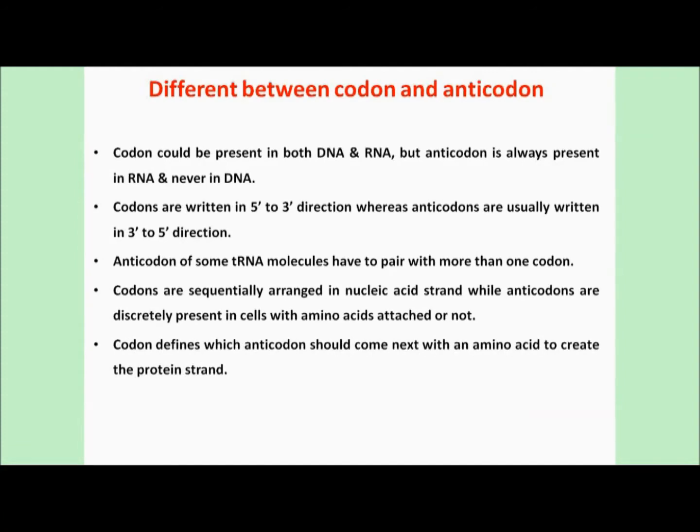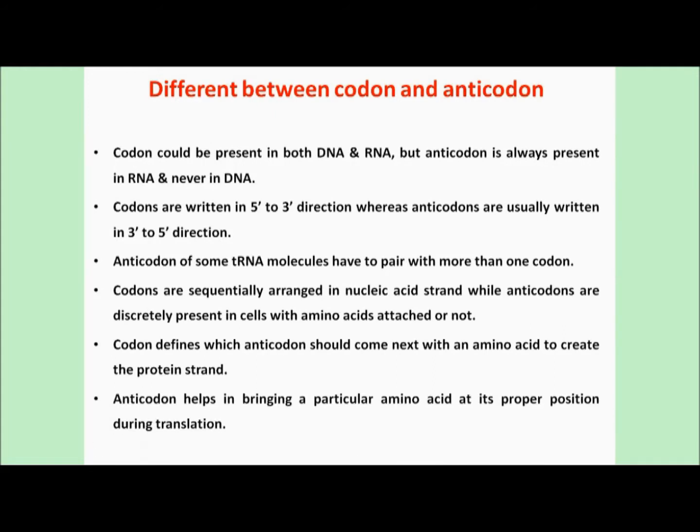The next concept is that the codon defines which anticodon should come next with an amino acid to create the protein strand. It's the codon only which will control the anticodon. The anticodon helps in bringing a particular amino acid to its proper position during the translation. The work of the anticodon is just that it needs to bring the specific amino acid at a particular position during the process of translation.